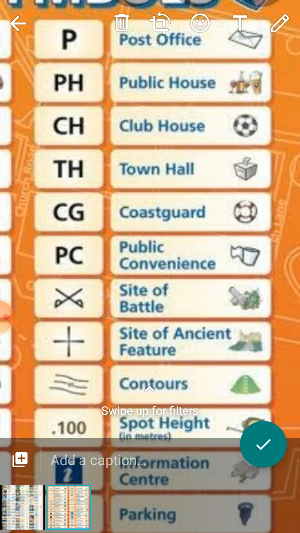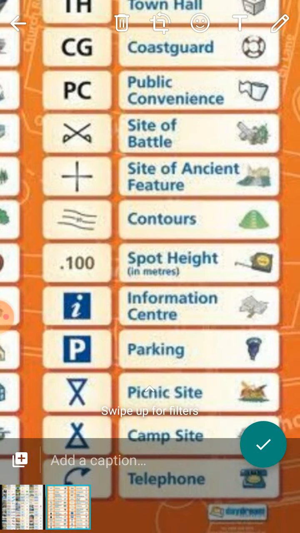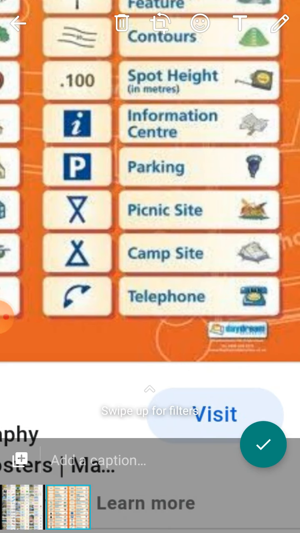And we use the symbol of two swords for the site of a battle, and the cross symbol for the site of ancient features. We use three curved lines for the contours, and 100 is the spot height, and I is the information center, P for parking, and it is also the sign of the picnic site, campsite and telephone.